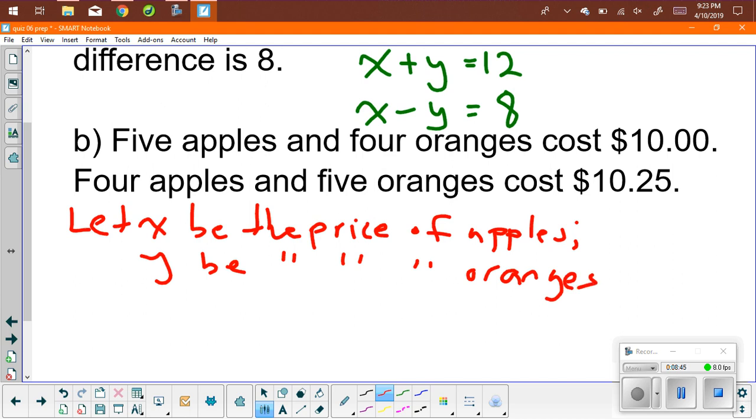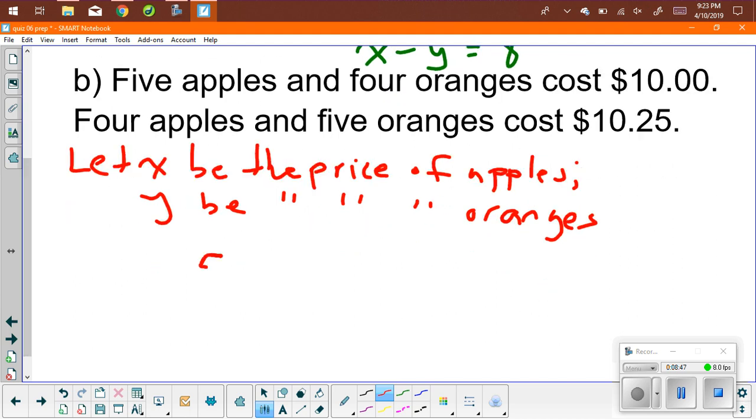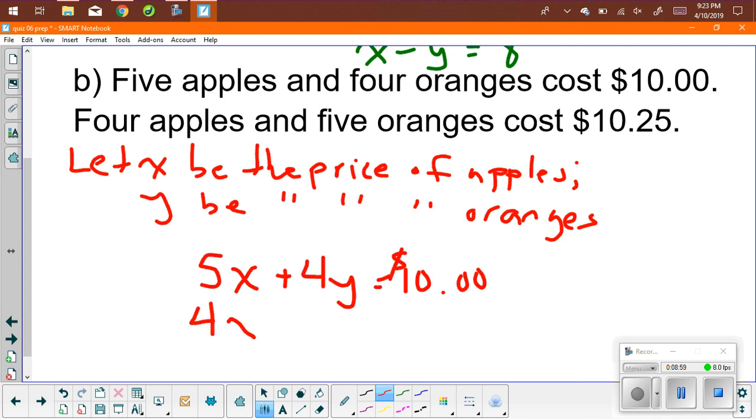Okay, so what does the first statement say? If I buy 5 apples at that price and 4 oranges at the other price, I get $10. And the other one says if I have 4 apples and I've got 5 oranges, then that costs me an extra 25 cents. It's $10.25. There's two equations, and they're set up now so that you could do elimination with a little bit of work there. So that was your brief review.